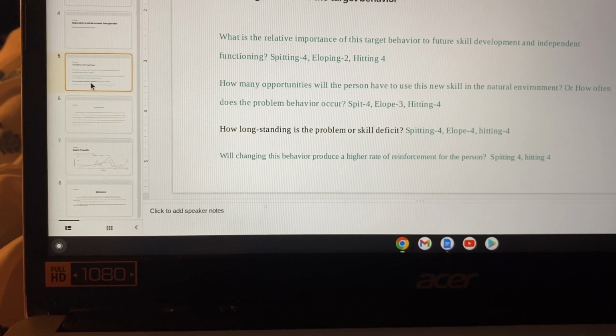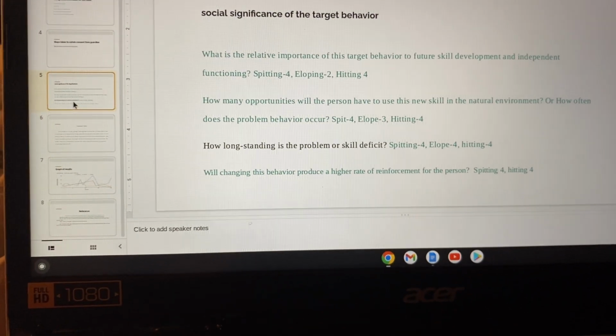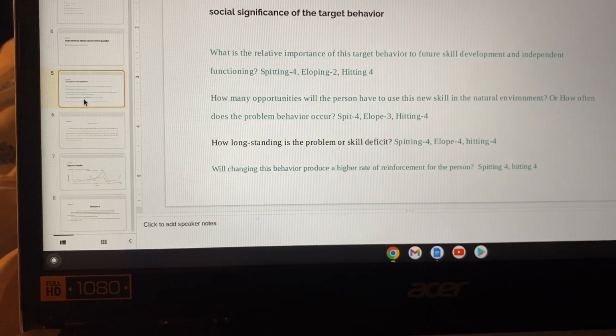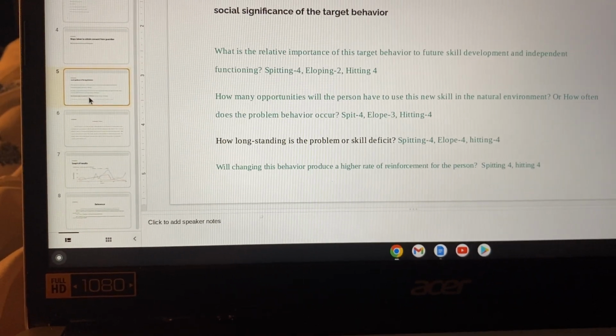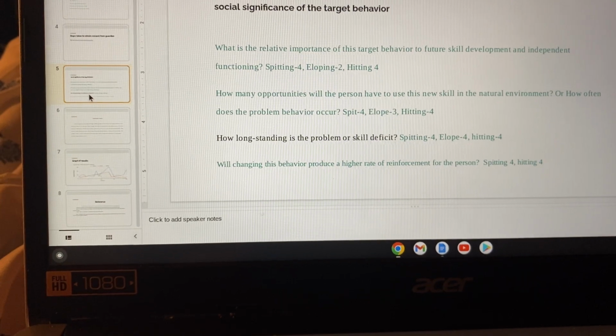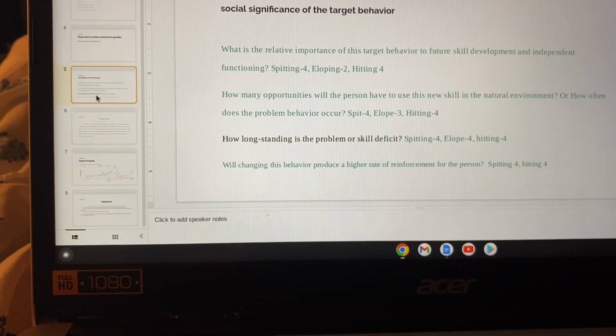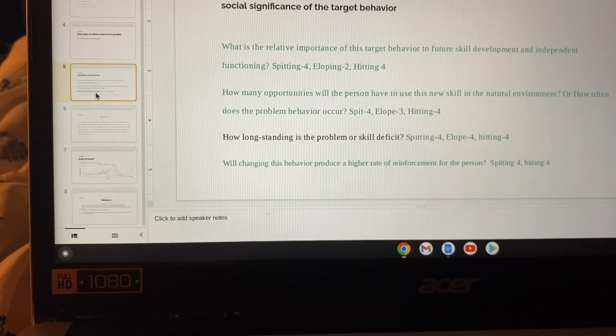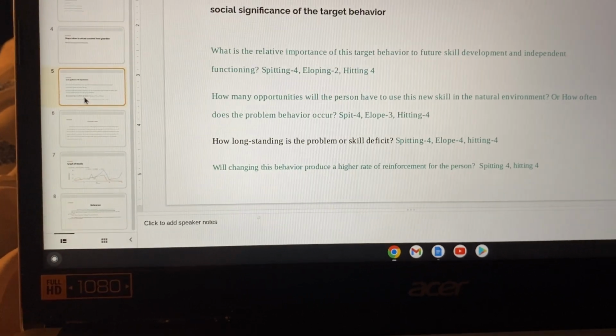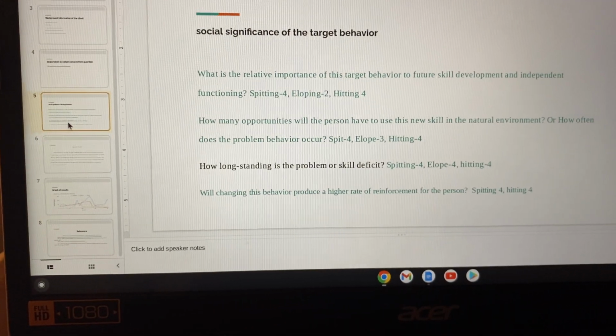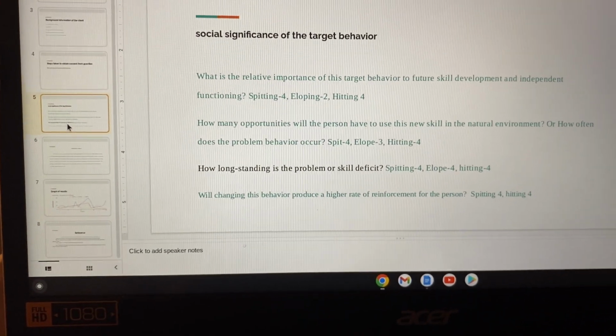And how often does the problem behavior occur? You have to ask yourself, does the problem behavior occur every day? Does the problem behavior occur once a month? That will determine how socially significant that behavior is, and whether or not we should focus on it. And so these are the things that we must think about.